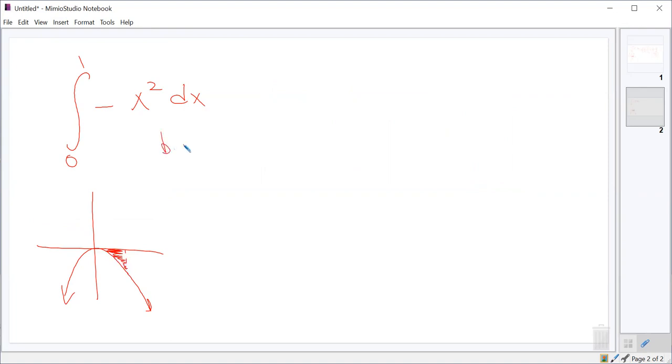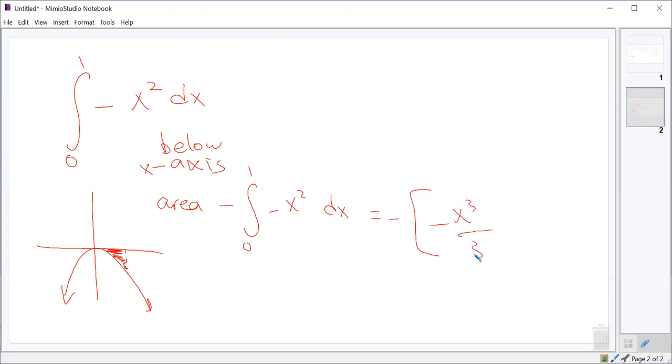Since this is below the x-axis, we take the area to be the opposite of this integral. And so we would take the integral, which is negative x cubed over 3, and evaluate it from 0 to 1. We would take the opposite of negative 1/3 minus 0, which is positive 1/3.